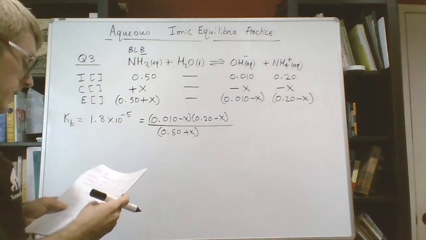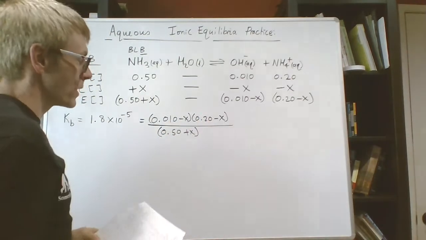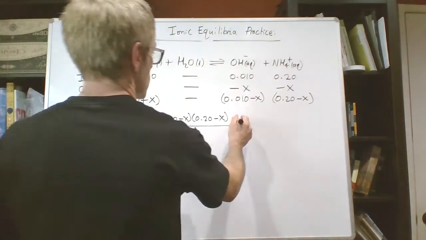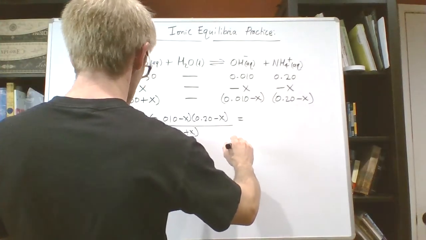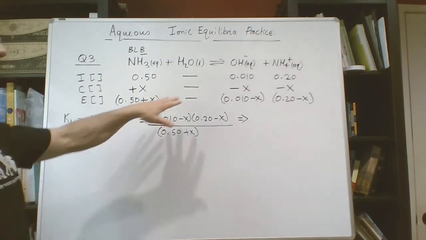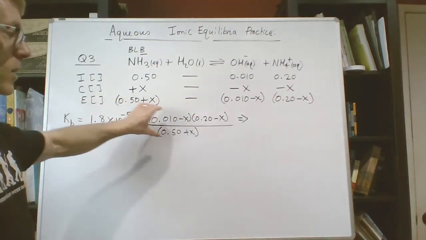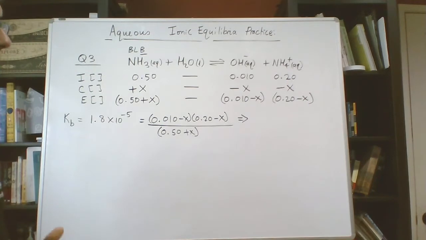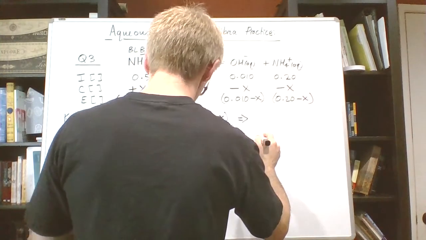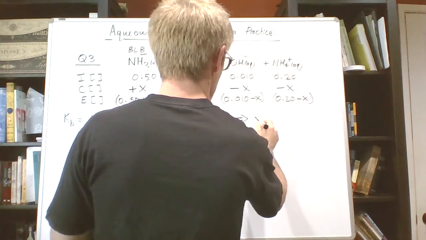And I can solve that. I would FOIL the numerator, so I do first, outer, inner, last. This is going to be equal to, well, I would FOIL the numerator and then I'd solve for one equation, and then I would get the equation in the form of a square.